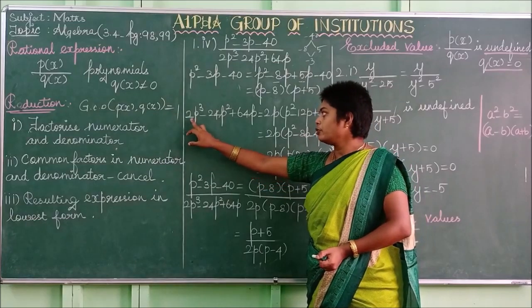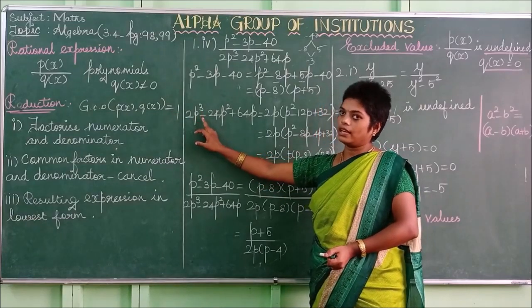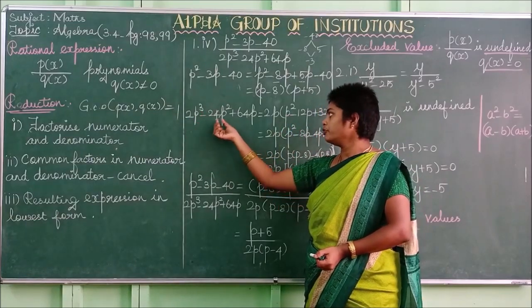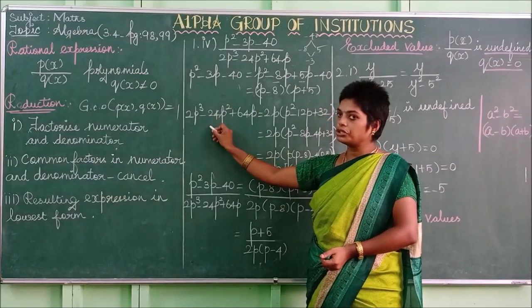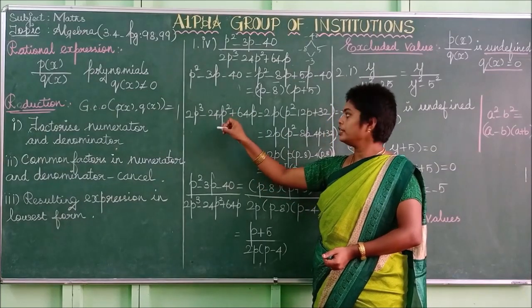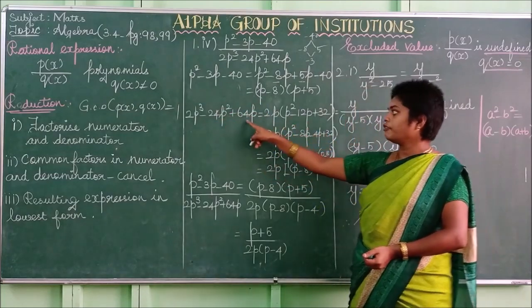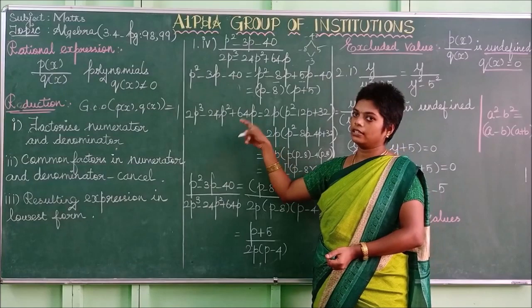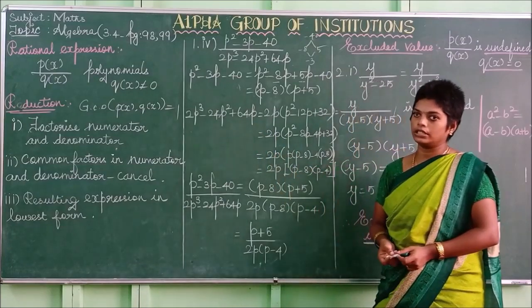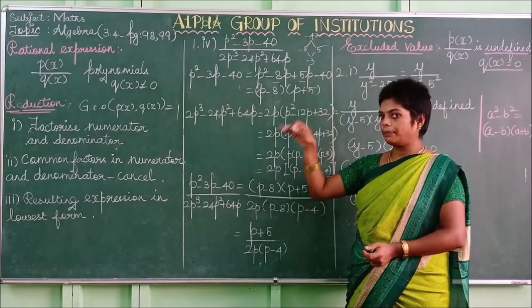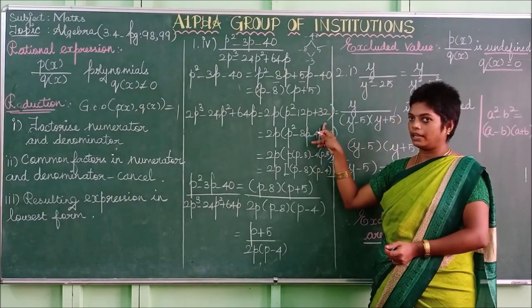So if you take 2 and p, here p square will be another value. Then 24 can be written as 2 into 12. If you take 2 and p, 12 will be the remaining value. Then from 64p, 64 can be written as 2 into 32. So if you take 2 and p outside, 32 will be the remaining value.